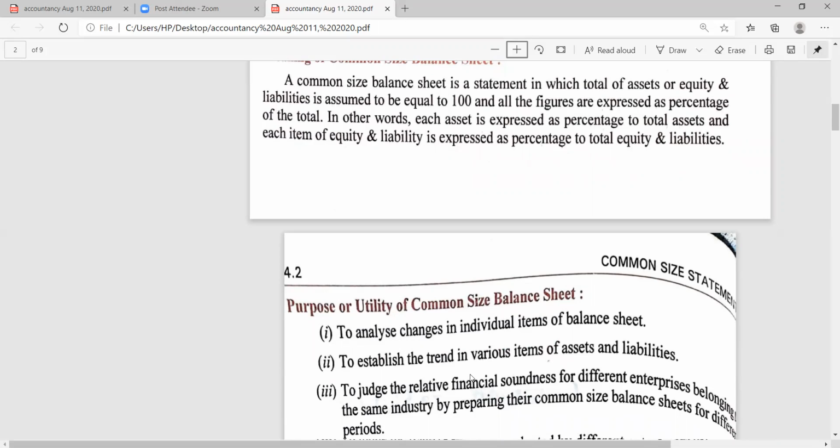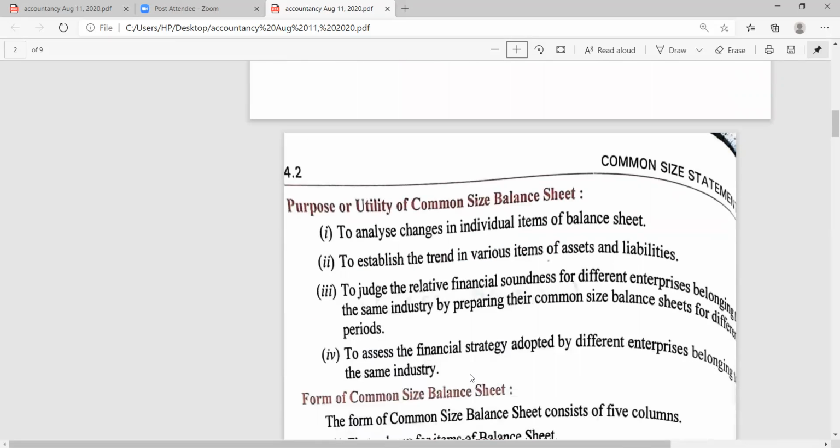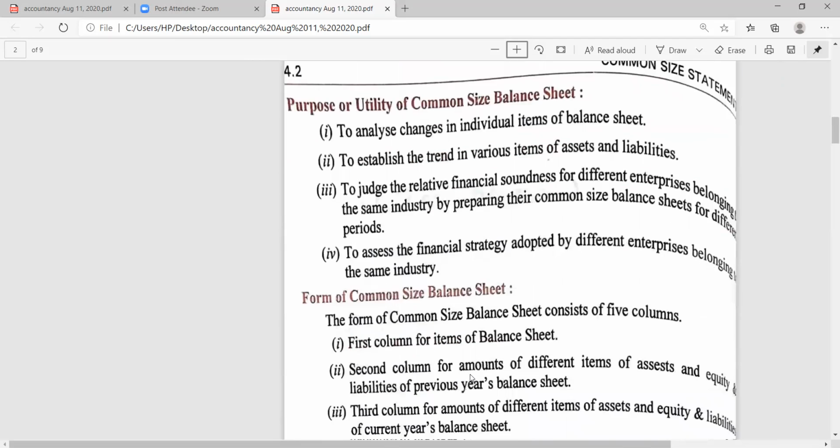To analyze the changes in the individual items of the balance sheet, to establish a trend in various items of assets and liabilities, to judge the financial soundness, and to assess the financial strategy adopted by different enterprises belonging to the same industry. Now the form of the common size balance sheet is given to us.